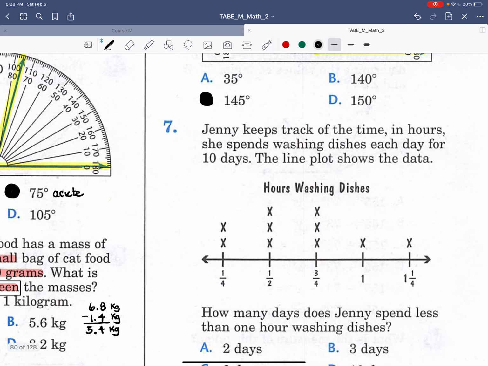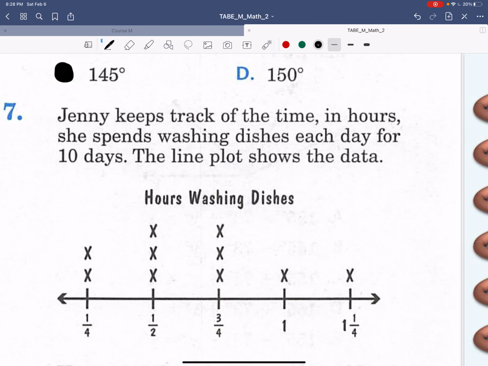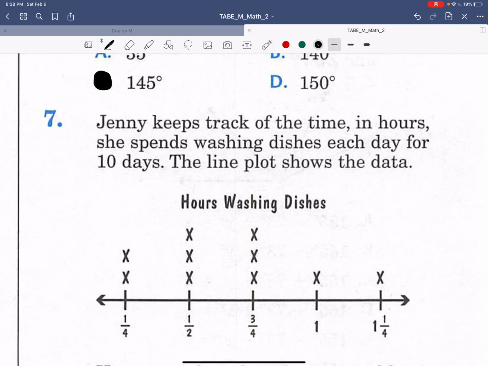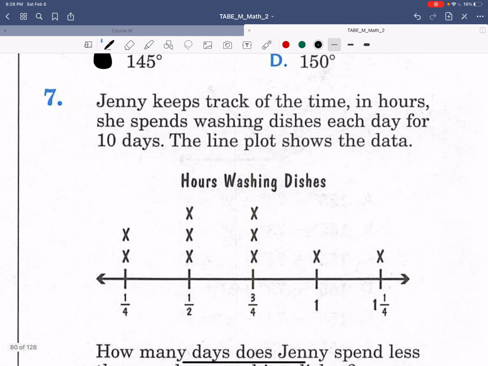Number 7, remember this is called a line plot. Jenny keeps track of the time in hours she spends washing dishes each day for 10 days. The line plot shows the data. So these are hours. You've got a fourth of an hour, that's 15 minutes, a half an hour, 3/4 of an hour, a whole hour, and then an hour and 15 minutes. The X's represent the days, so there are 10 of those because she counted for 10 days.